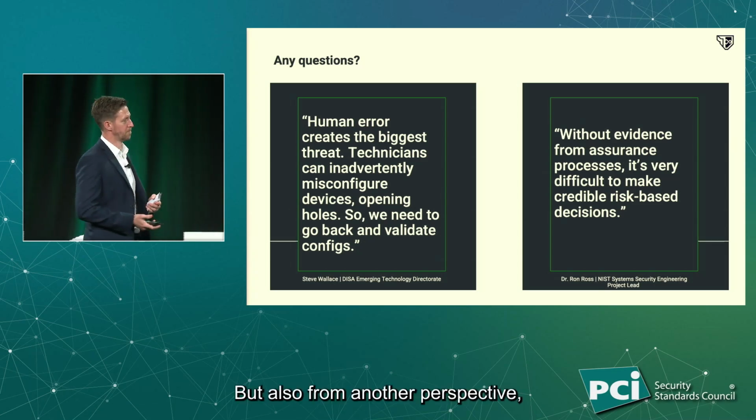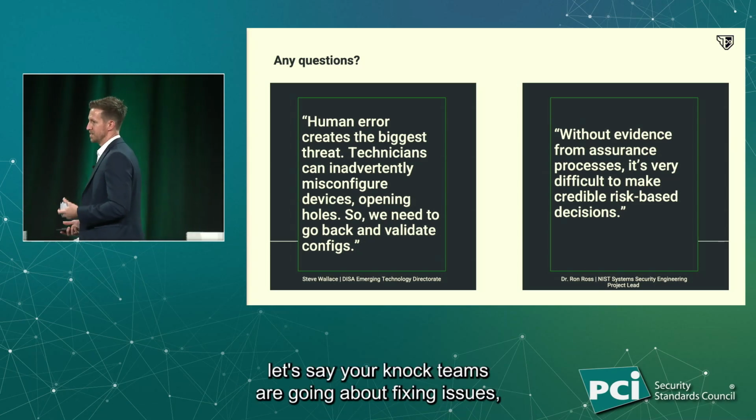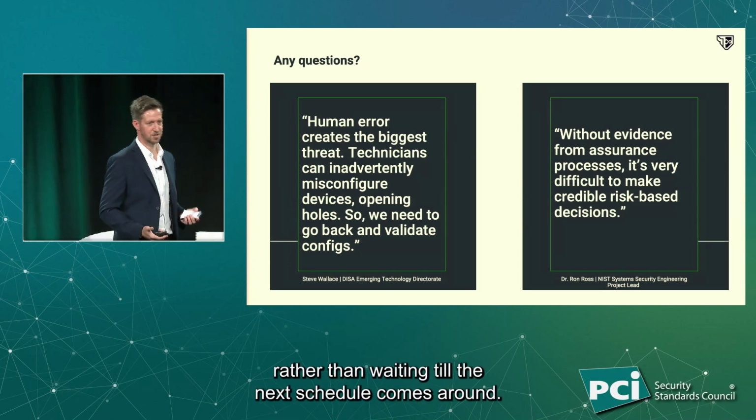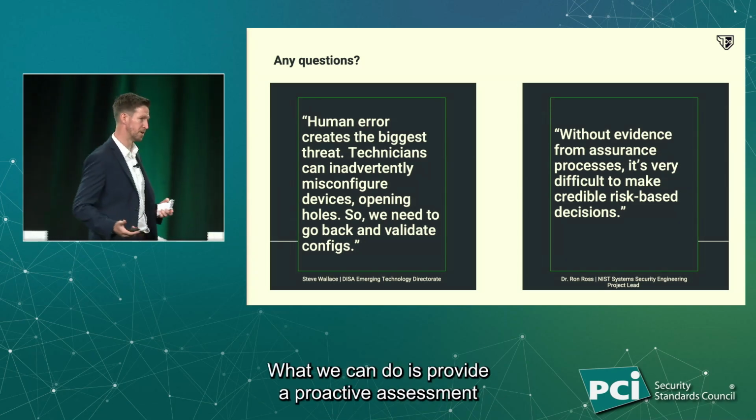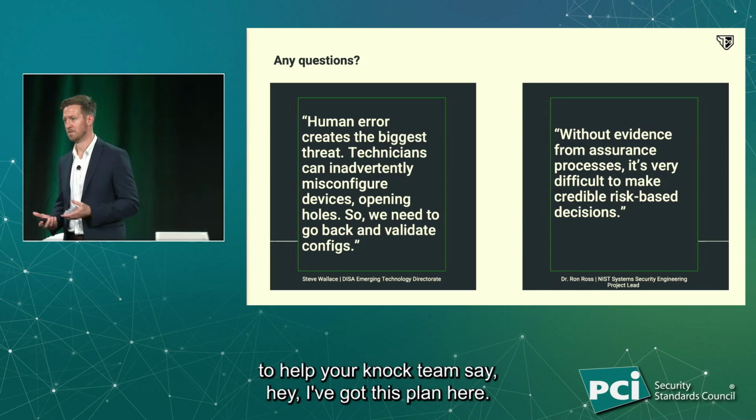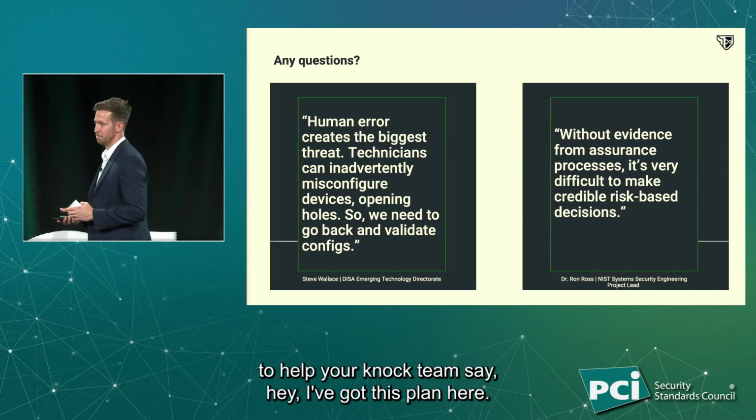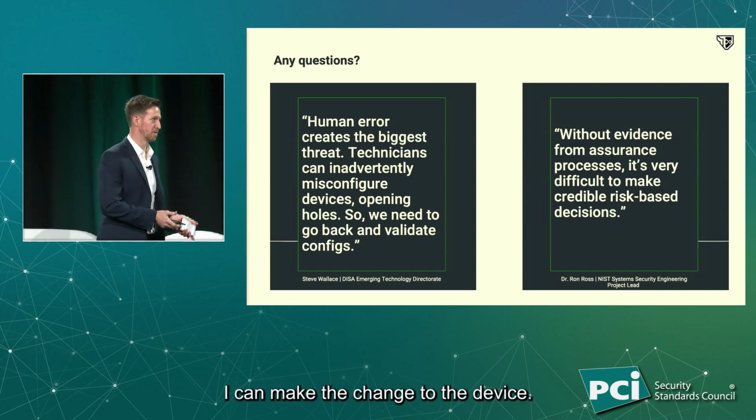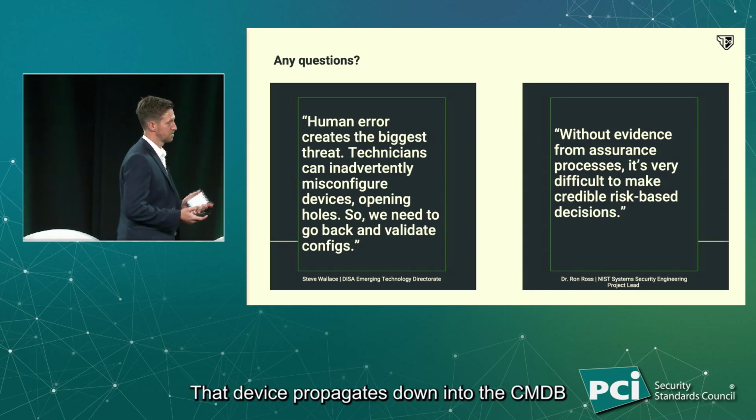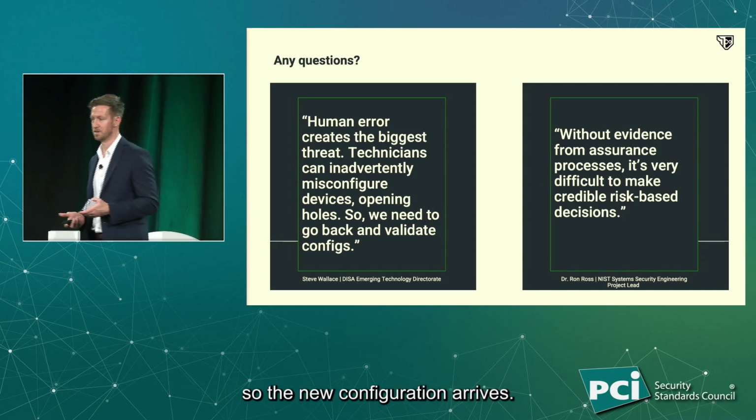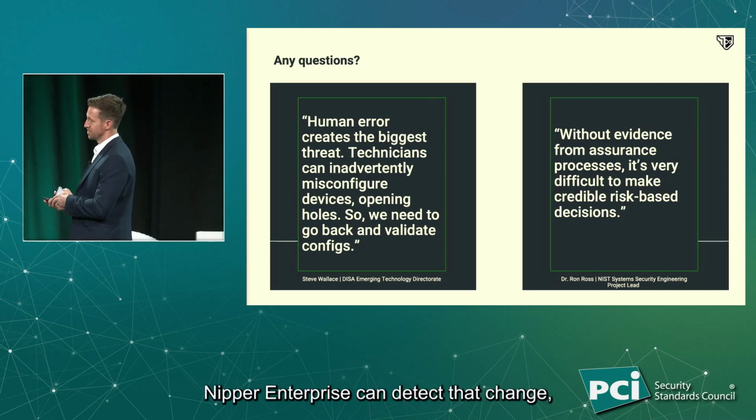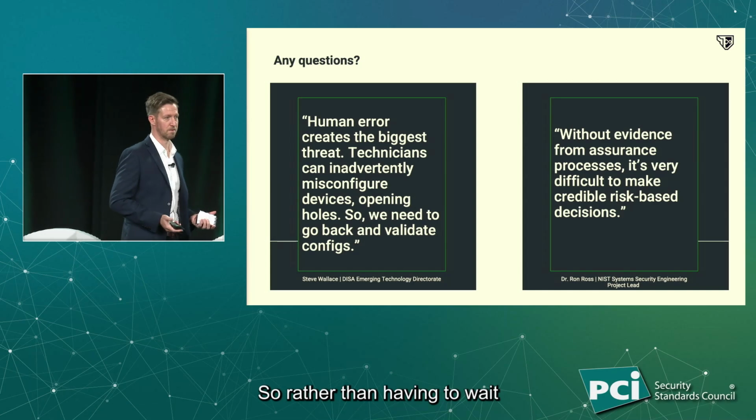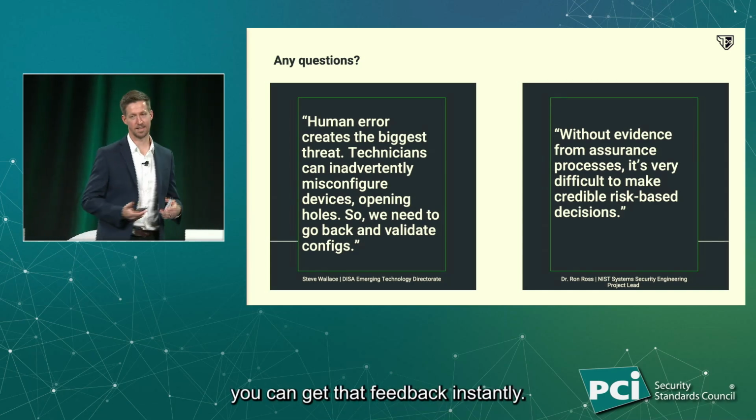But also from another perspective, let's say your NOC teams are going about fixing issues, rather than waiting until the next schedule comes around. What we can do is provide a proactive assessment to help your NOC team say, hey, I've got this plan here. I'm going to fix these 4 critical issues I have on my network. I can make the change to the device. That device propagates down into the CMDB, so the new configuration arrives. Nipper Enterprise can detect that change, perform a proactive assessment, and light up a dashboard straight away. So rather than having to wait to the next continuous cycle, you can get that feedback instantly.